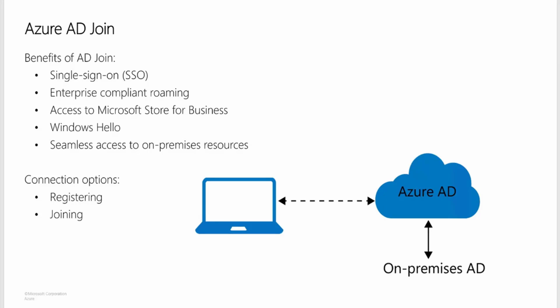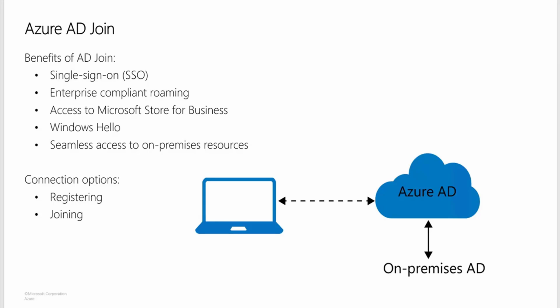Then finally, seamless access to on-premise resources. So when a device has a line of sight to an on-premise domain controller, you can have a seamless view, and you can have access to both the cloud applications as well as the on-premise applications.